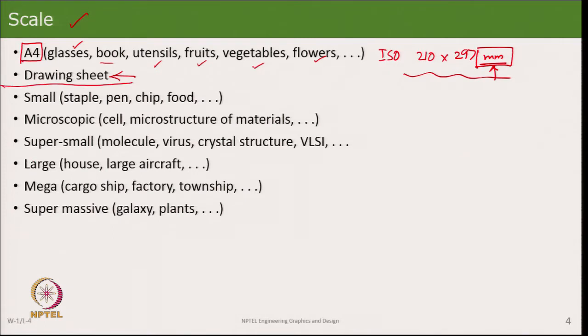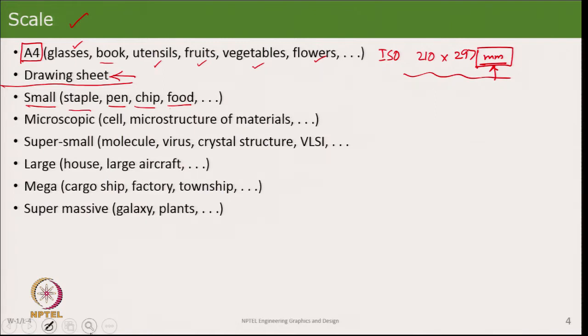So, now below this I have listed scales of objects which we will visualize. We start from A4, we go to smaller sizes. We have small things like a staple, the nib of a pen, an electronic chip, certain food items like say crushed turmeric. So, these are objects which are much smaller than the size of a paper that we look at.